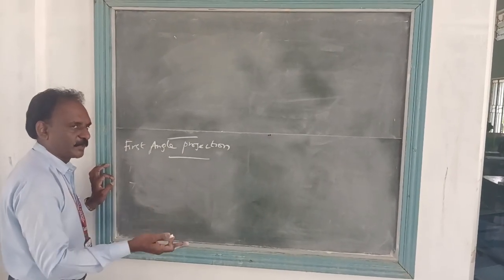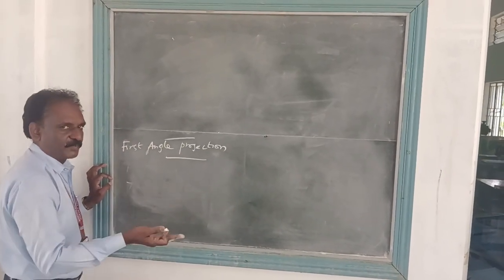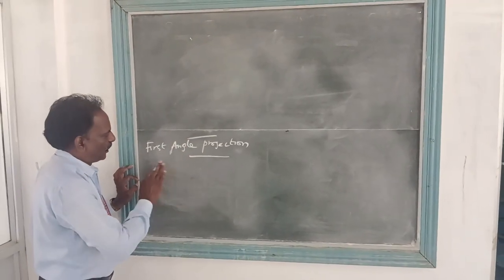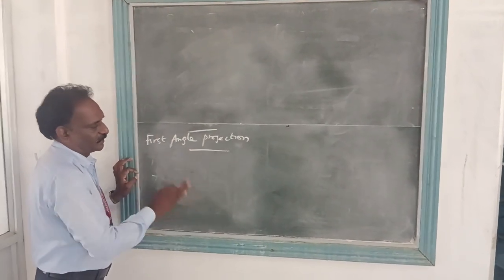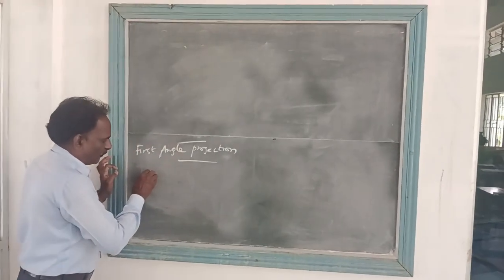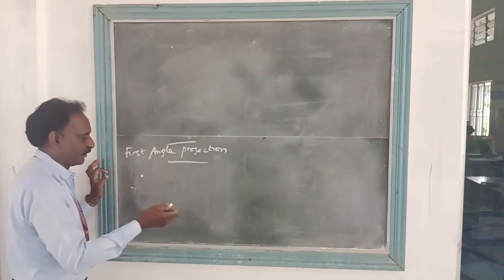If it is third angle projection, we can get some different views, but we have to follow any one projection for getting the drawing. Now we can follow the first angle projection. Before that, we need to know what objects we are going to place for getting views.